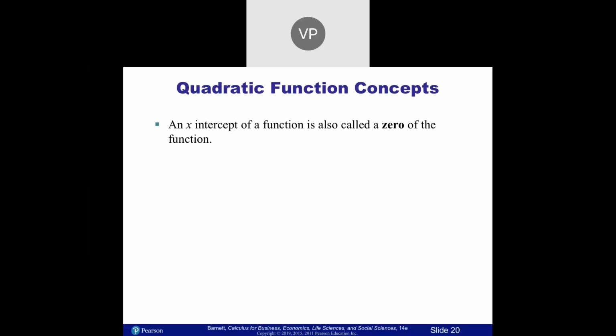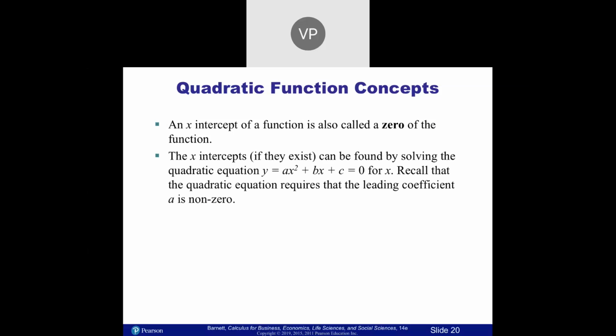Now we talk about zeros. The x-intercept is where your graph hits the x-axis. It's where y is 0, x has some value, but they're also called the zeros of the function. Okay, it's just another name, and it's a common name you use as you get higher in math.